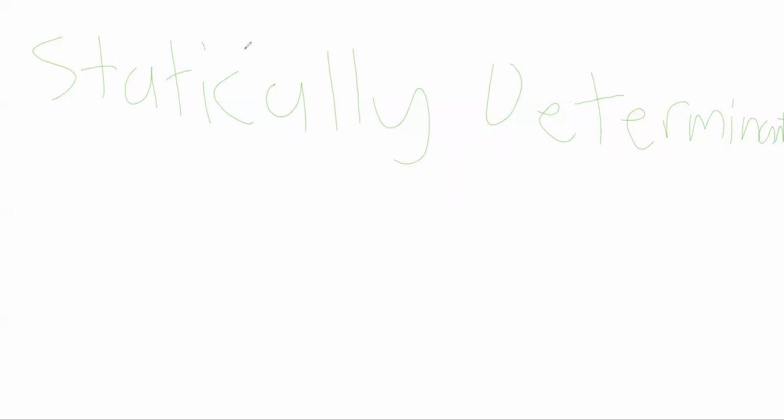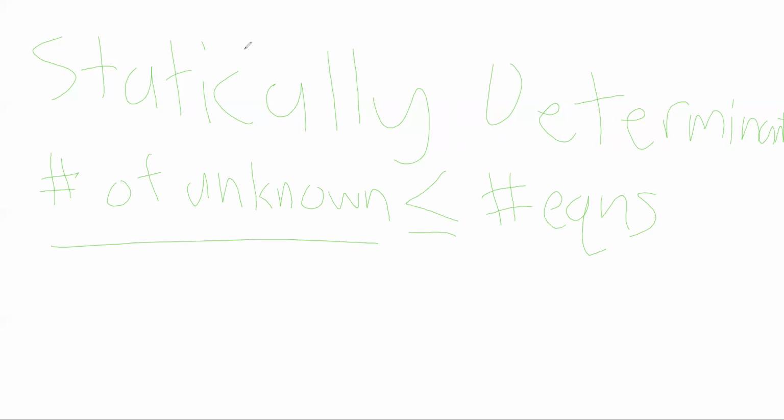Sorry, I went a bit off the page there. Essentially, what statically determinate means is the number of unknowns, or things you don't know in your system, so, for example, an unknown reaction force or something along those lines, is less than or equal to the number of equations. And this means you can solve the system. If the number of unknowns is less than the number of equations, that means this is a solvable system. We can find the solution for all of our unknowns.